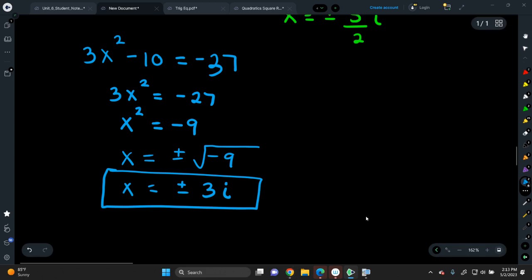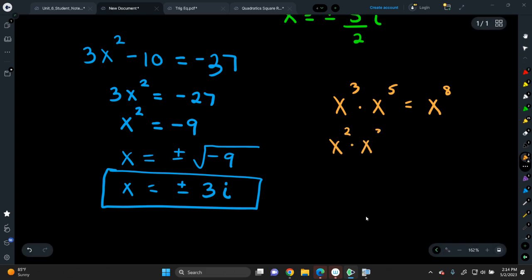Okay, you remember when we're multiplying exponents, right? If we have x to the third times x to the fifth, what does that equal? Good, we add the exponents, right? x to the second times x to the third times x to the fifth, what does that equal? Good. So it's the same thing with i.